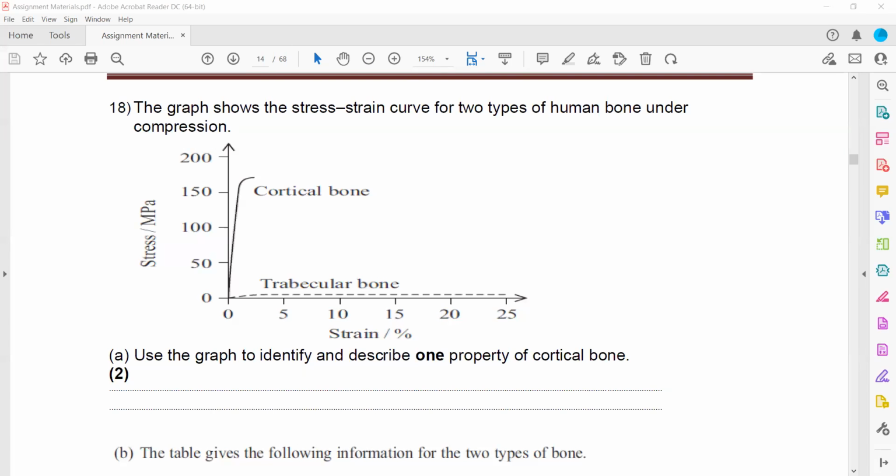Or you can also mention, because it is much steeper, as you can see, the slope is higher. So it is much steeper than this one. So you can also mention it will have a higher Young's modulus, or it is stiffer.